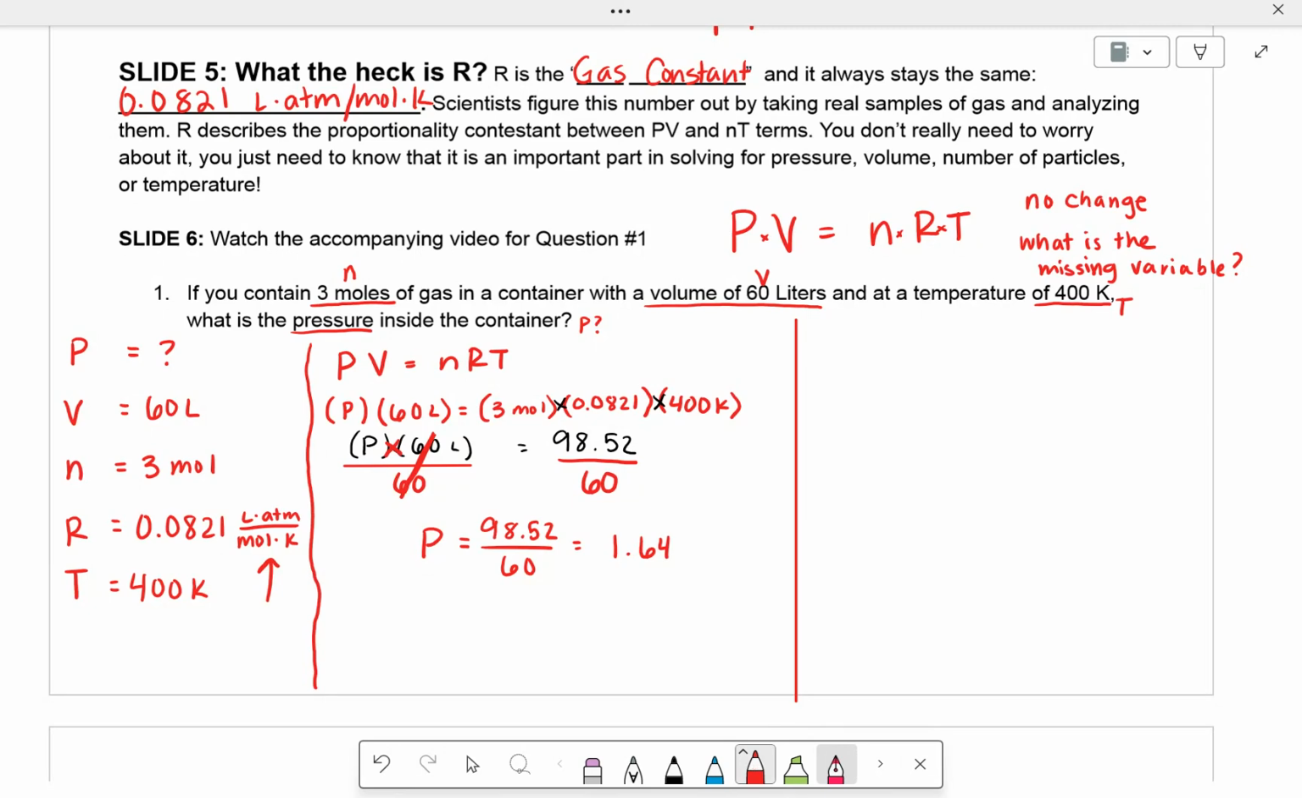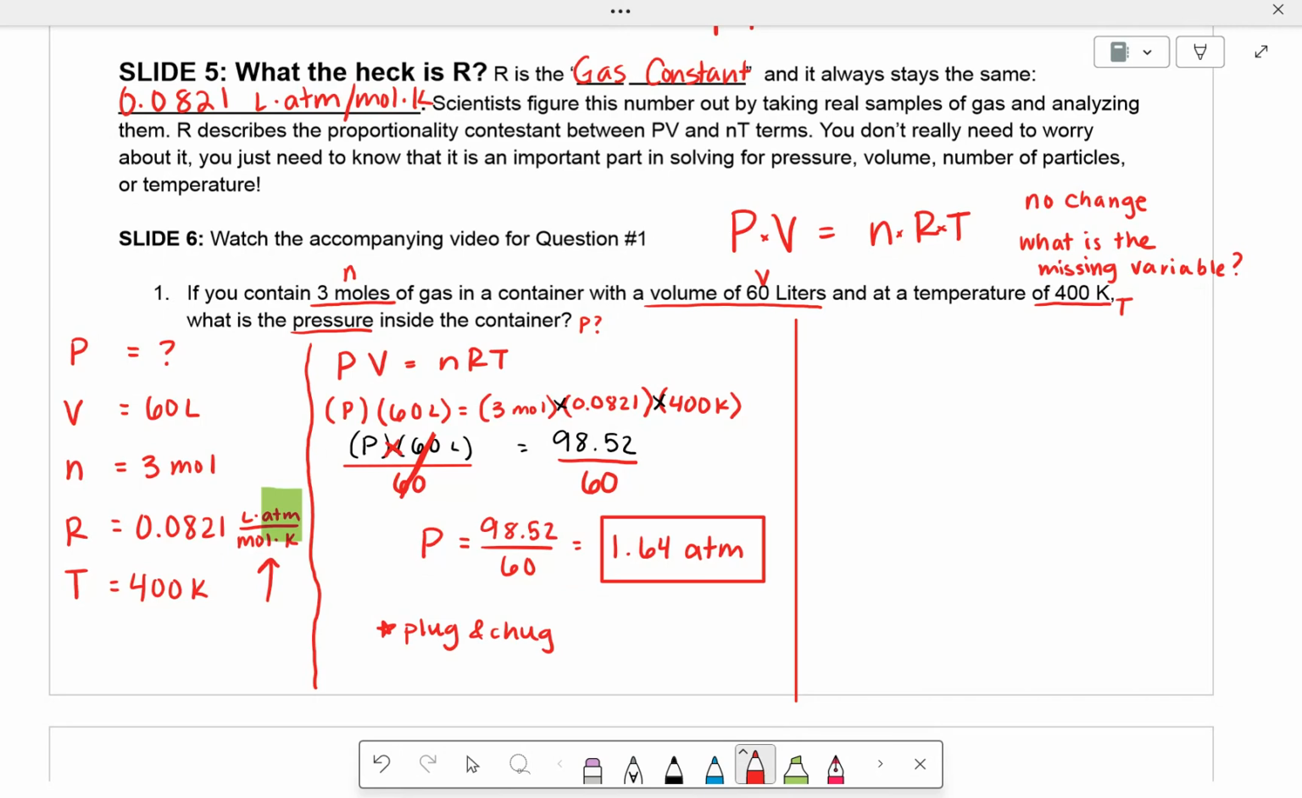1.64. And what's our unit? Well, it's pressure. So what's the pressure unit in our gas constant? It's atm. So our answer has to be in atmospheres. There you go. This is what I call the plug and chug method. You have your equation, plug it in, solve.